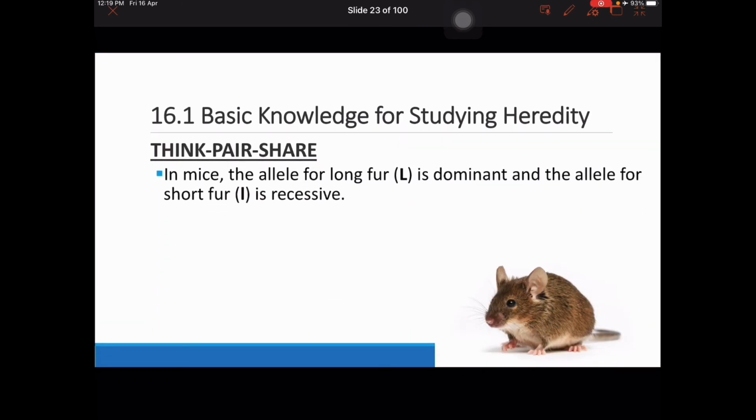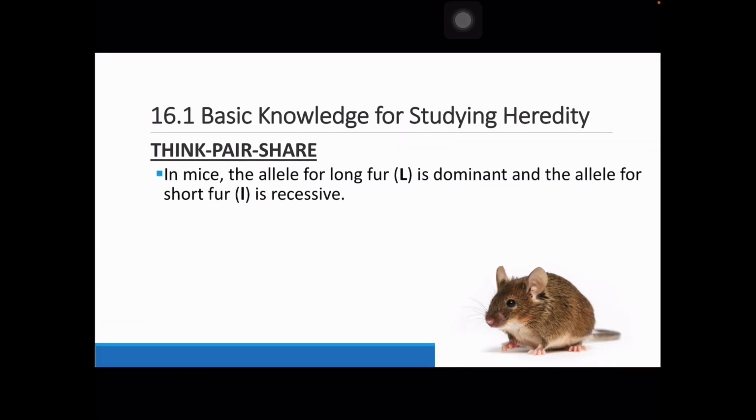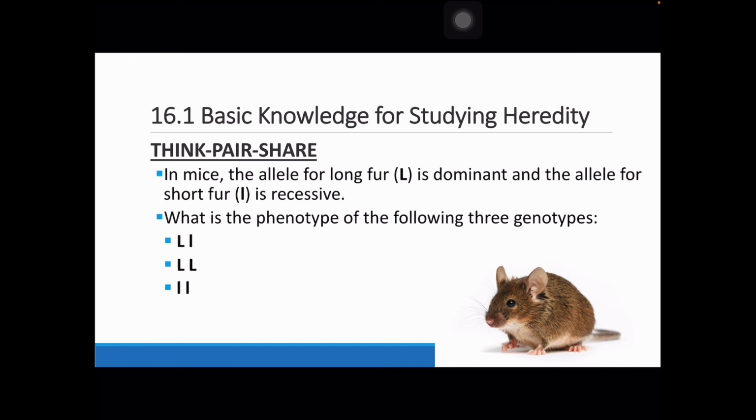Okay? And with that, just one last question to think about. So let's say that in the mice, the allele for long fur being L, capital L, is dominant, and the allele for short fur being recessive, small letter l. What do you think are the phenotypes for these following 3 genotypes? Okay, so think about this and we will explore it when we come back to class.